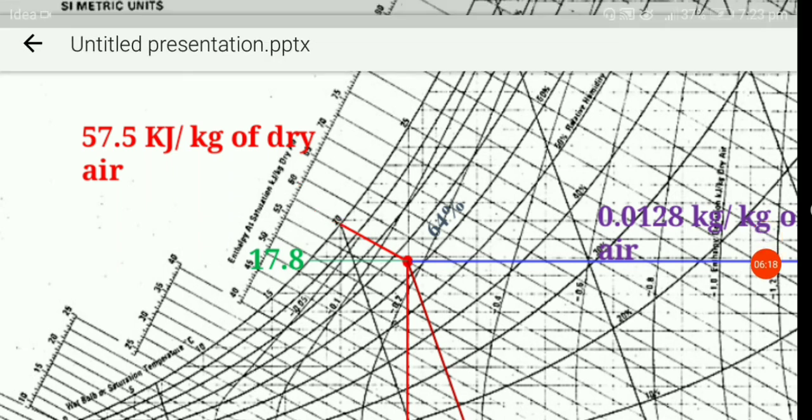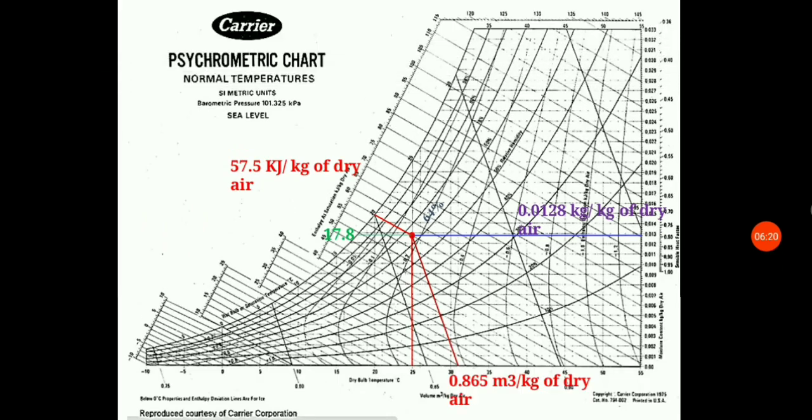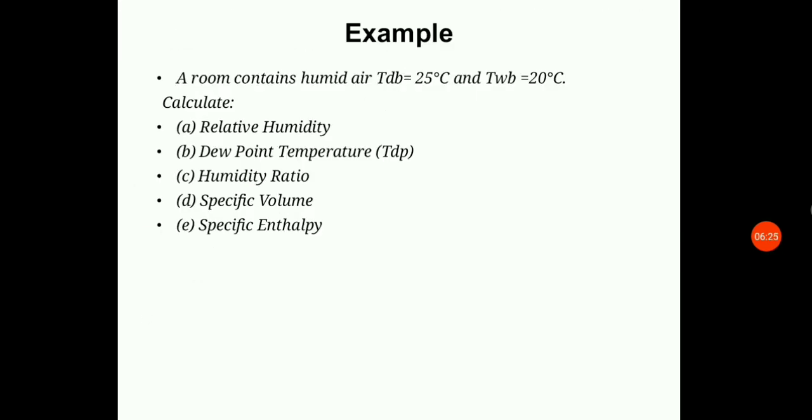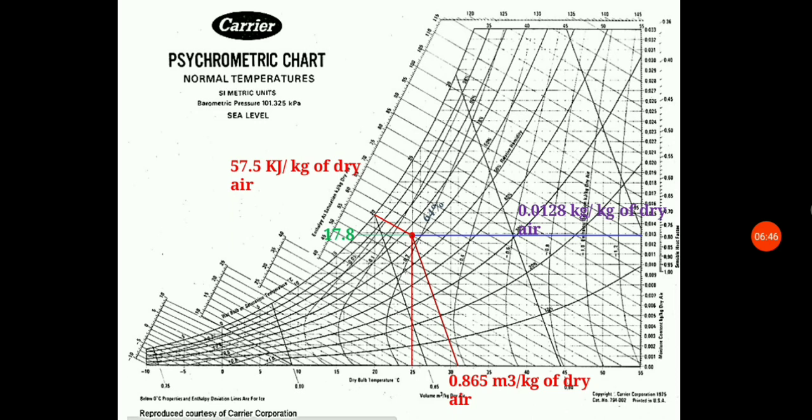So these are the quantities, or rather I will say psychrometric properties, that we can find out with the help of a psychrometric chart as per the given conditions of the room air. In this example, a dry bulb temperature and wet bulb temperature are given, and with the help of those we found the different properties: relative humidity, dew point temperature, humidity ratio, specific volume, and specific enthalpy. So this is the procedure to plot the different properties on a psychrometric chart and find the answers.